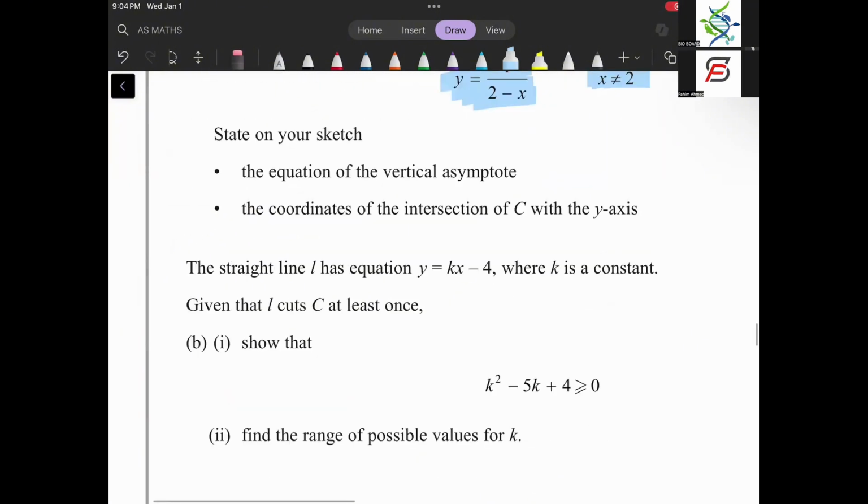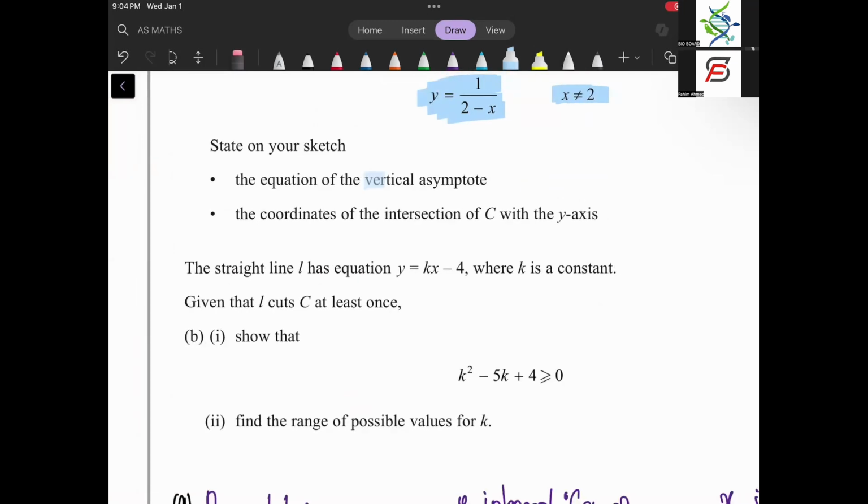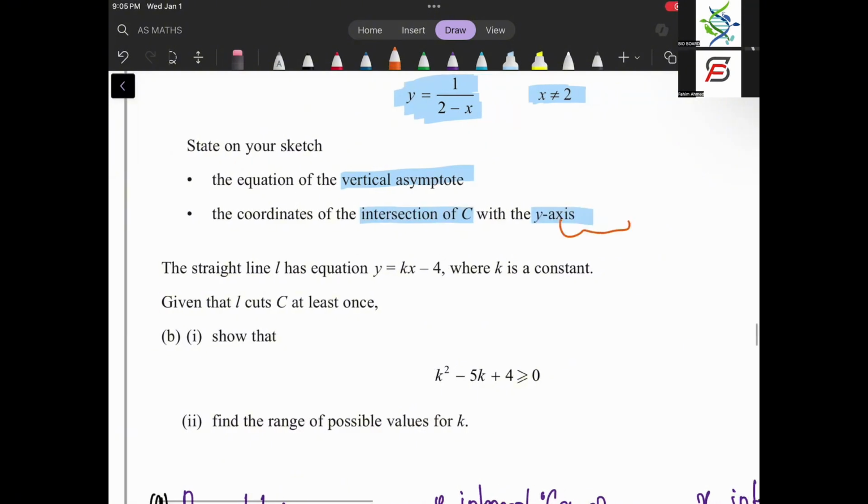Sketch on the curve the equation of the vertical asymptote. Vertical asymptote, it means the x asymptote, and the coordinates of intersection of C with the y-axis. Another thing, at the y-axis, x equals to 0, right? So you have to remember this fact.